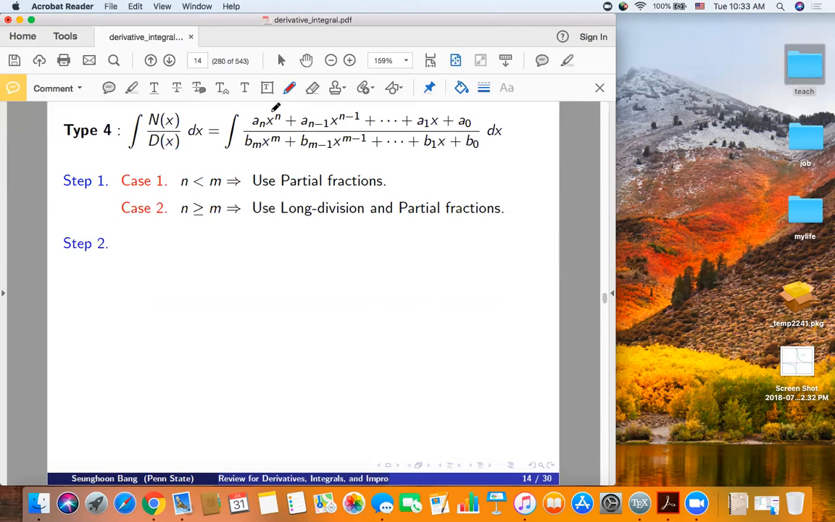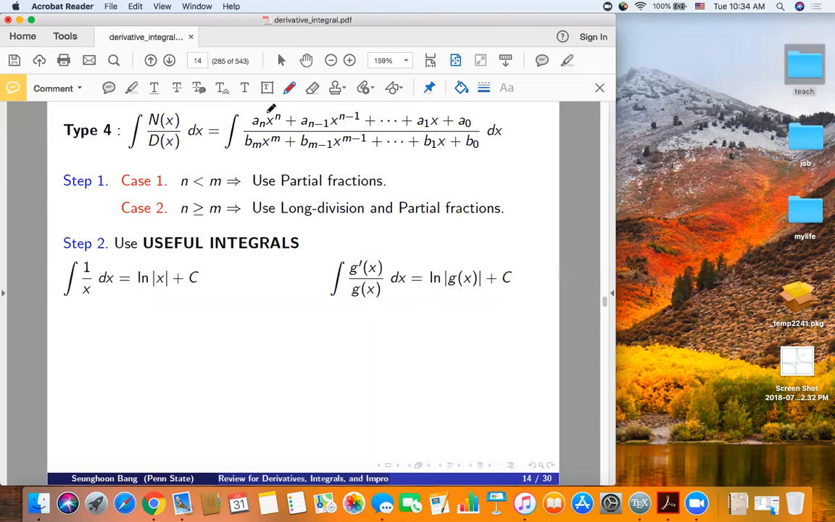The next, you can find integrals by using useful integrals. Integral 1 over x dx is ln of the absolute value of x plus c. Integral g prime of x over g of x dx is ln of the absolute value of g of x plus c. Integral 1 over a squared plus x squared dx is 1 over a inverse tangent of x over a plus c. Integral x to the power n dx is 1 over n plus 1 times x to the n plus 1, plus c. This is the idea.